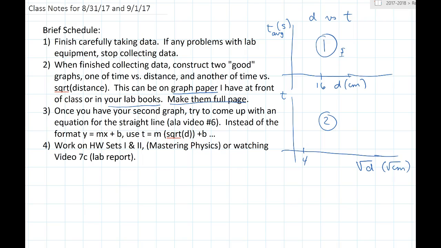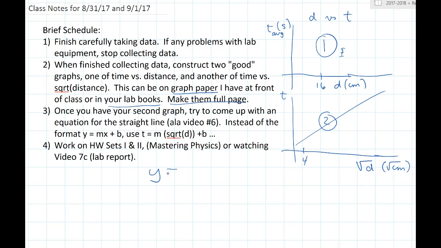Once you have that, you're going to try to come up with an equation for the straight line, and hopefully that second graph is going to have a straight line. So instead of having y equals, my stylus is not working too well at the second.